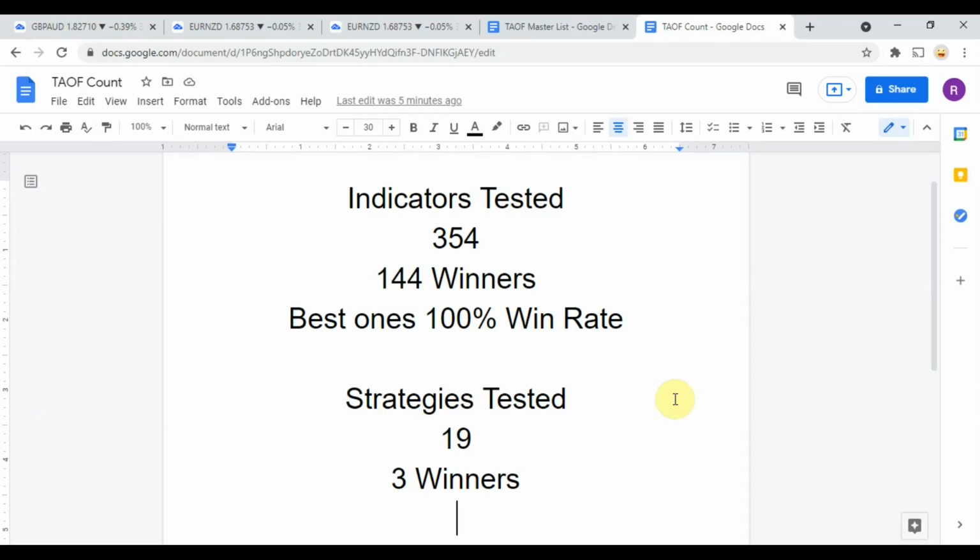We have also tested 354 indicators, and out of those 354 indicators, 144 of them have been winners, which means that they have met or exceeded the 60% win-loss ratio threshold that we have set for them. The best ones so far were able to achieve a 100% win rate.